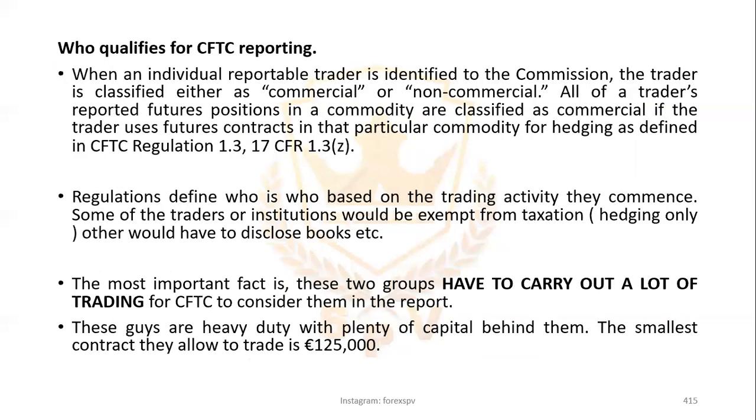So who qualifies now to be reported by the CFTC? For you to be qualified, you have to carry out a lot of trading. So you have to carry out a lot of trading for the CFTC to consider to report you. So these guys who are reported basically carry out a lot of trading. The smallest contract they are allowed to trade is 125,000 euros.